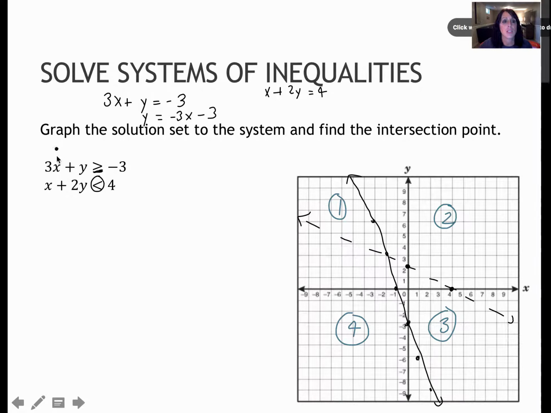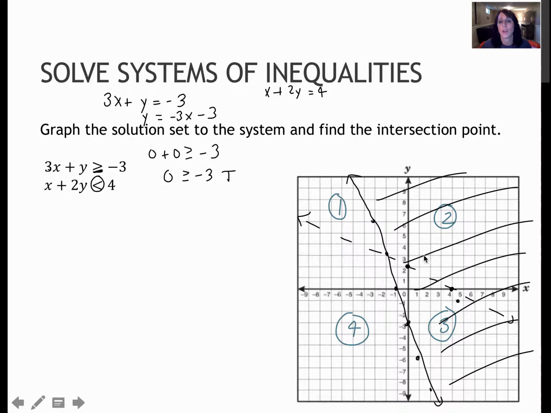So let's look first at 3x plus y is greater than or equal to -3. That's the solid line right here that I graphed. Choose a test point. I bet you can guess what I'm going to choose: 0, 0. If I choose 0, 0, I have 3 times 0 plus 0 is greater than or equal to -3. So 0 is greater than or equal to -3, which of course is true. So the solid line should be shaded towards 0, 0, which means regions 2 and 3 are shaded for this solid line.